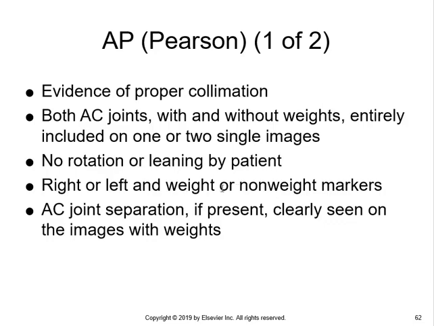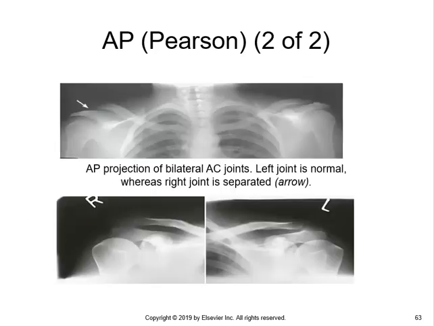Make sure that you mark your images as weighted and unweighted so that the radiologist can tell the difference if there's any kind of question or if there is no joint separation at all. And if there is a joint separation, then what you should be able to see is the evidence by comparison between the weighted and unweighted, and between the side that's injured and the side that's uninjured. You should be able to make that diagnosis, or the radiologist should be able to.